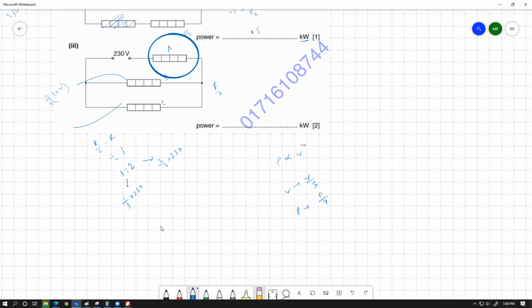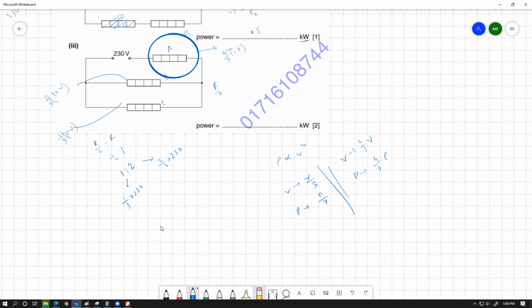This one's power will be 1/9 of 1 kilowatt, and for this one we have actually applied 2/3 of the voltage. Because P is proportional to V squared, whenever V is made 2/3 of V, the power should become 4/9 of that power. Just square that fraction. So this one's power would be 4/9 of 1.0 kilowatt.